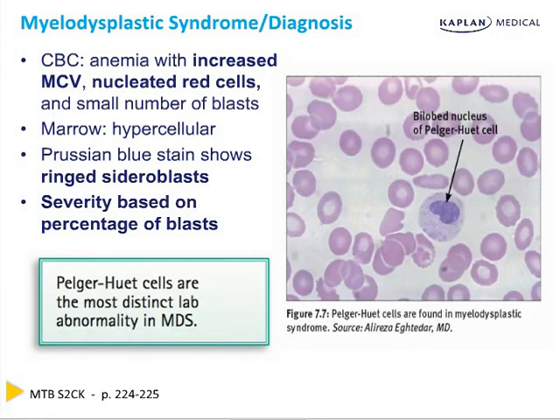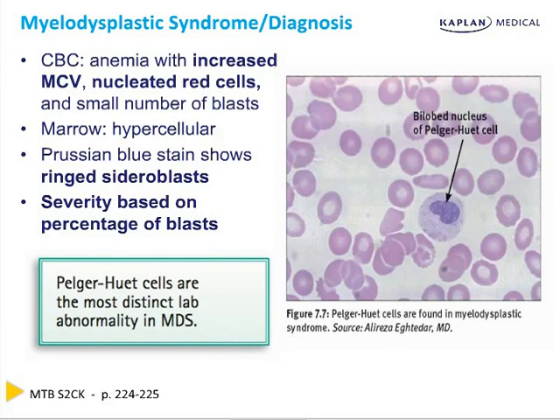Now, there is a characteristic cell, a bilobed nucleated cell, bilobed nucleus. It's not a band. A band is not two lobes. And this is the Pelger-Huët cell. This is distinct. This is the single most distinct lab abnormality in myelodysplastic syndrome, the Pelger-Huët cell.